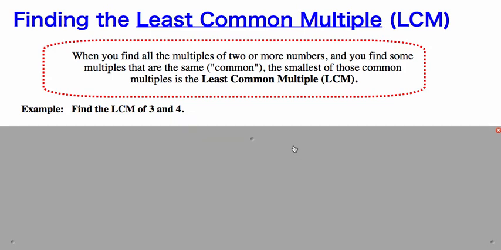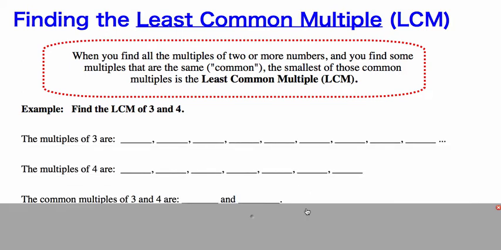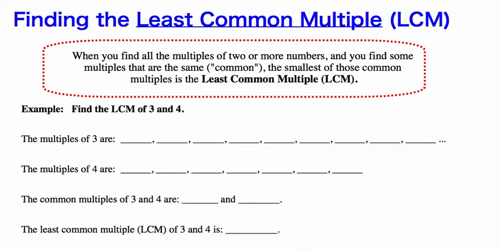So let's find the least common multiple of 3 and 4. So we will list the multiples of 3, and so we count up by 3: 3, 6, 9, 12, 15, 18, 21, 24, and 27.